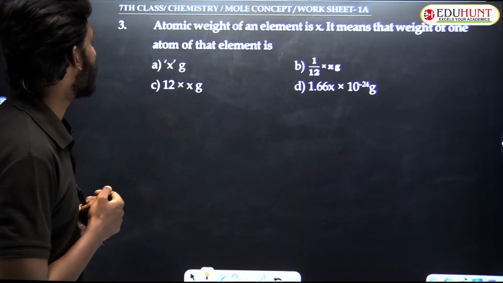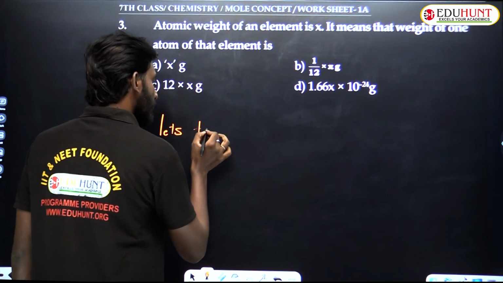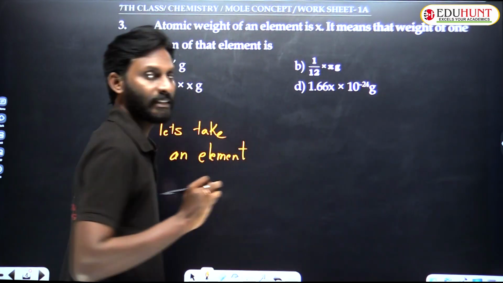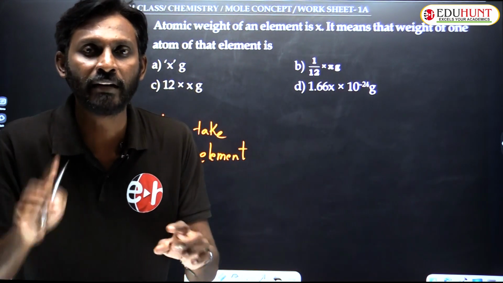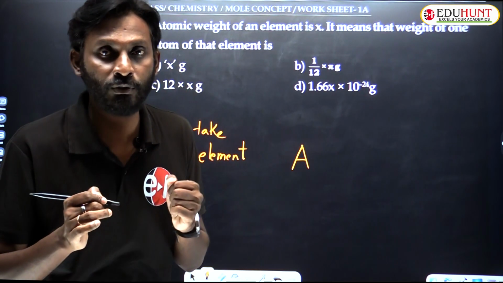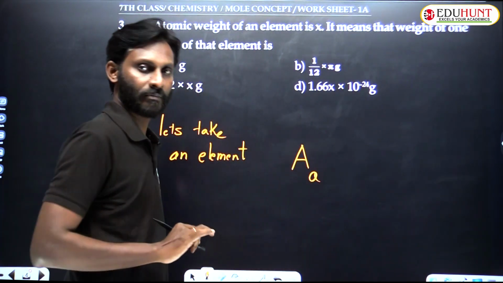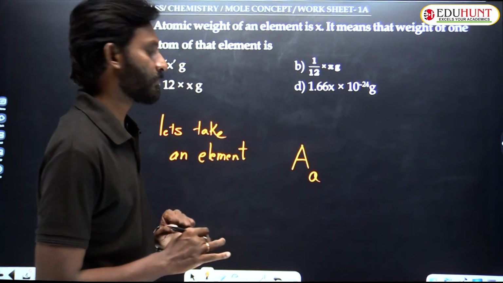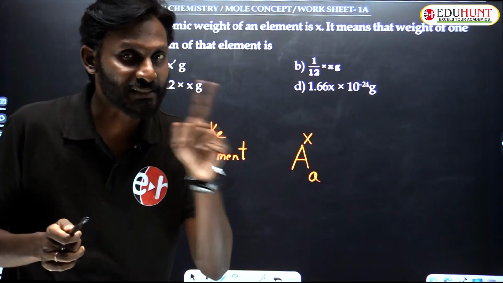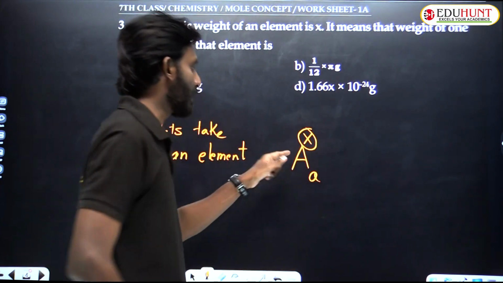It means the weight of 1 atom of the element is X. Let's take an element with the symbol A. Assume there is an imaginary element with symbol A, and this has some atomic number, small a, and mass number X. I discussed in the first question what this mass number is telling you.